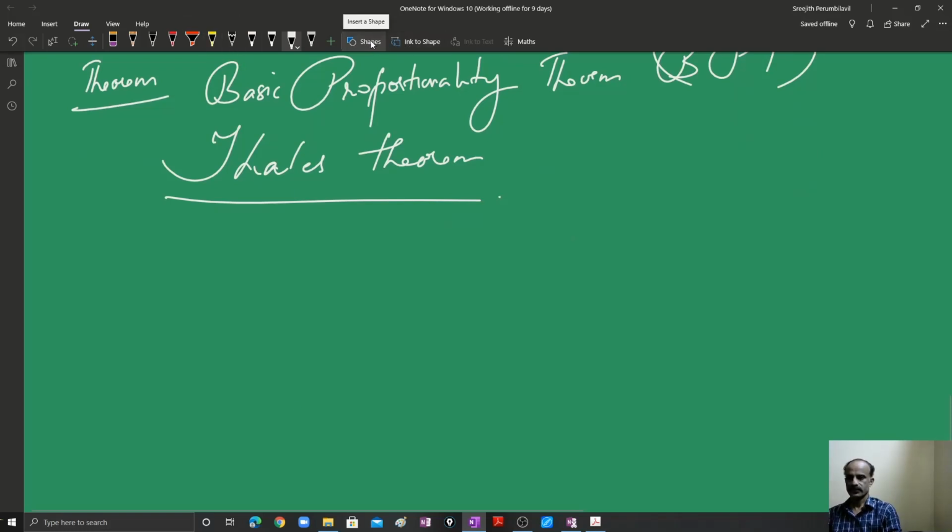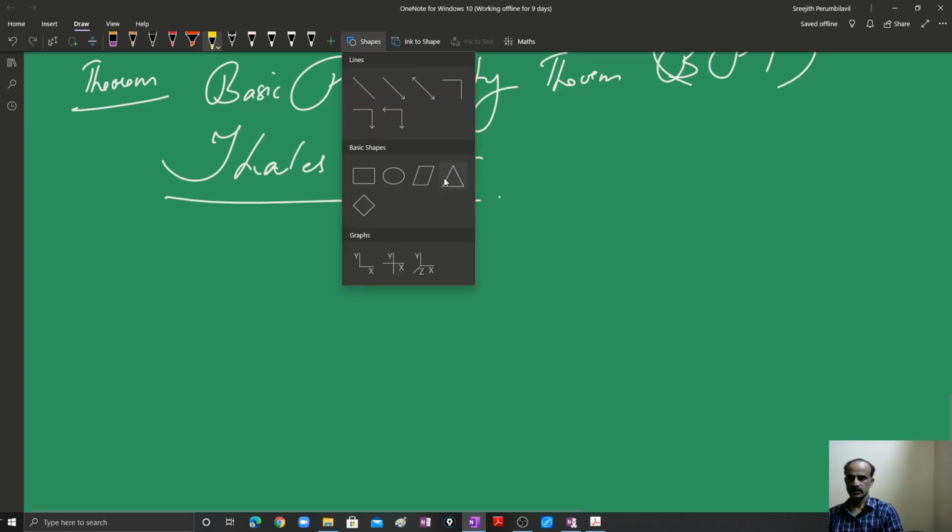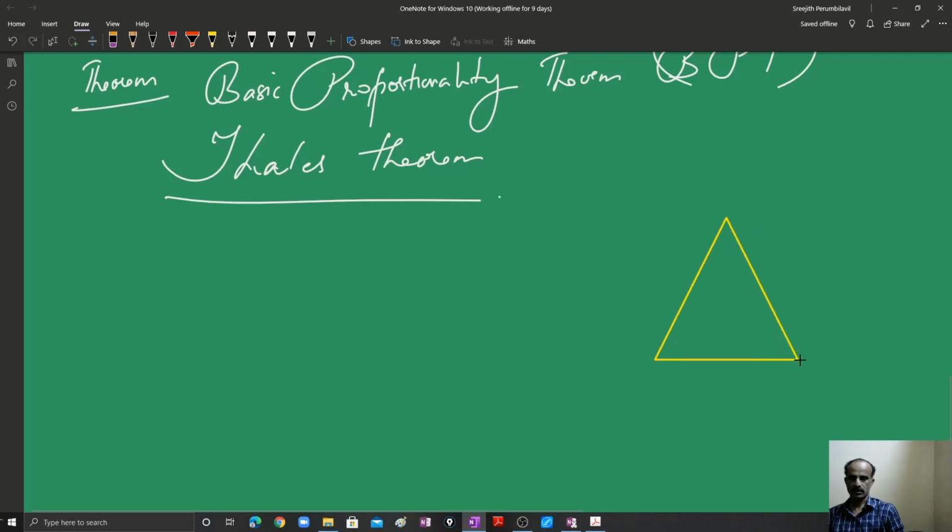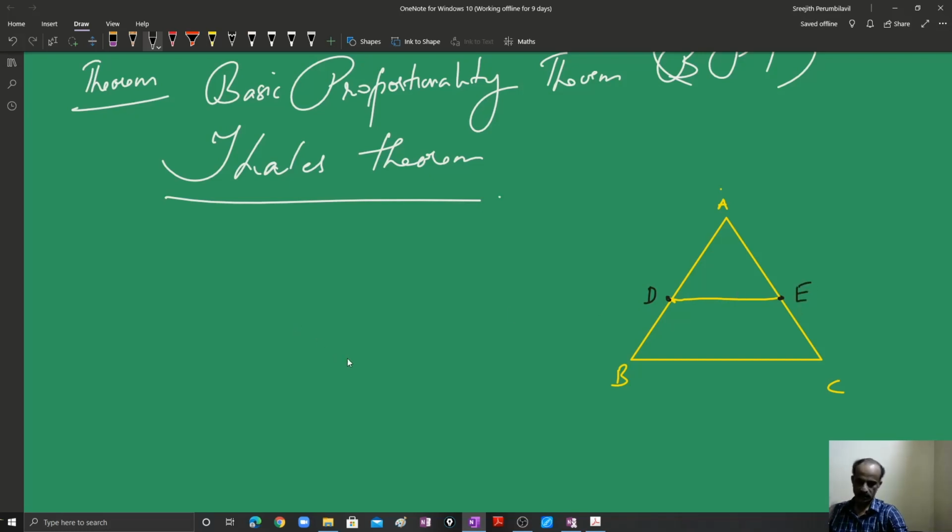It says that in a triangle, if a line is drawn parallel to one side of a triangle to meet the other two sides at distinct points, then the two sides are divided in the same ratio. I repeat, I'll put up that theorem over here.